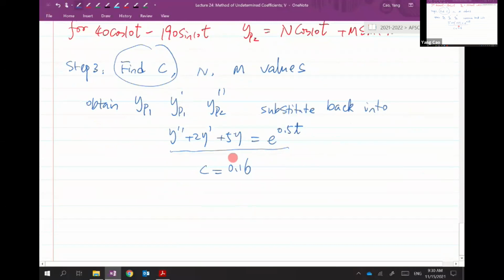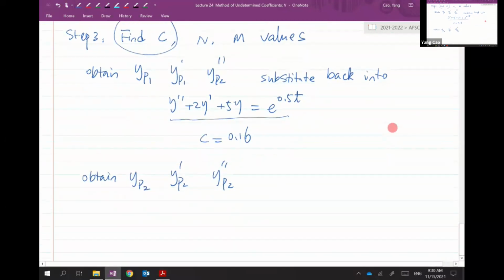So far, so good, right? So this is your C value based on this equation here. And then the next step is for the N and M. So you calculate YP2 prime and YP2 double prime. Now this one involves sine, cosine. So again, I would suggest that you be extra careful when you calculate the derivatives, because one difference of a sign will result in a mistake in the final result.